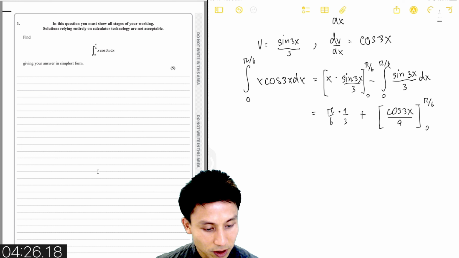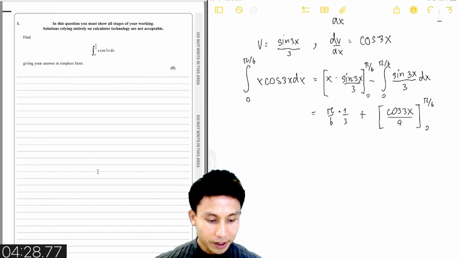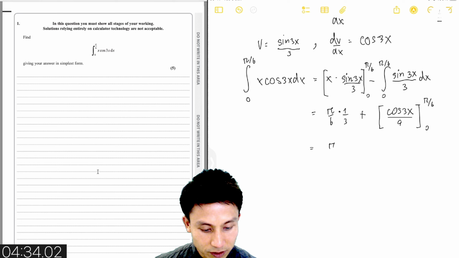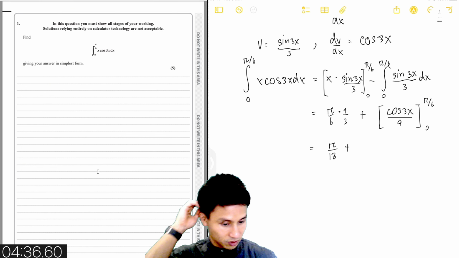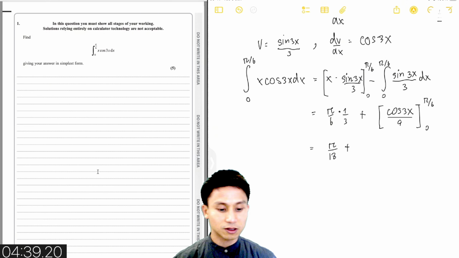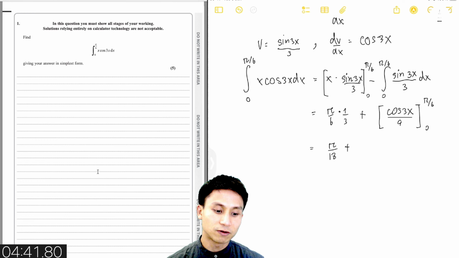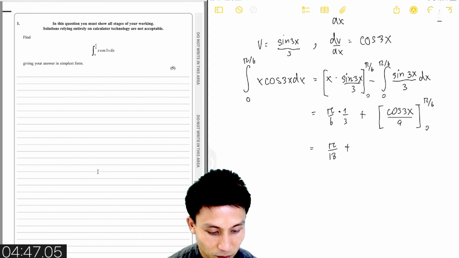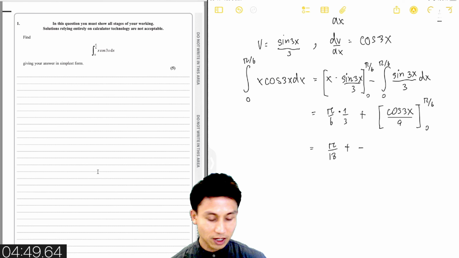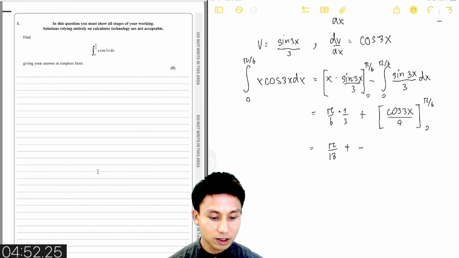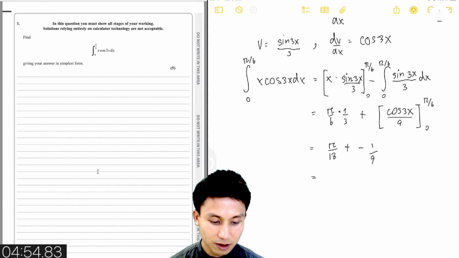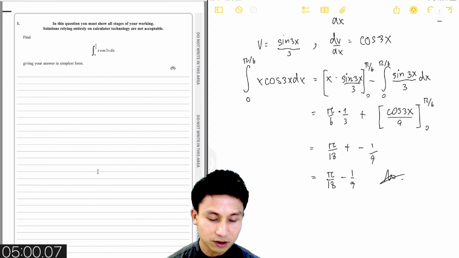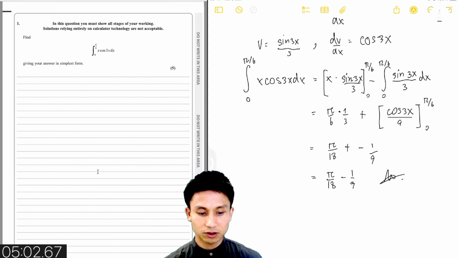Substituting the bounds in as well should be that. Alright, so we're just gonna answer in simplest form. We're just gonna simplify everything, so that is pi over 18. So substituting pi over 6 into the cos 3x, we get cos pi over 2. Cos pi over 2 is 0, so everything's 0 there. But then we get a minus here when we substitute 0 in. So cos 0 is 1, so that should be minus 1 over 9. So this is basically pi over 18 minus 1 over 9 as my answer there. Alright, so that's the answer to the first question.